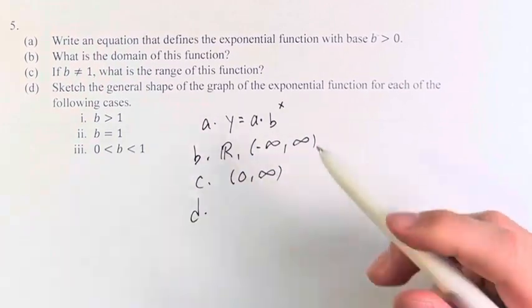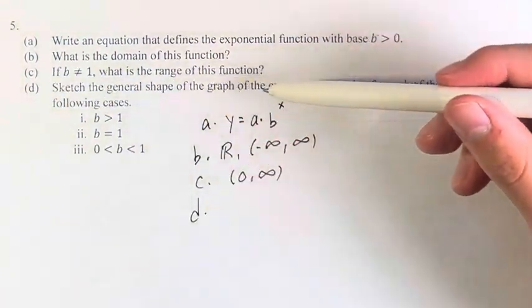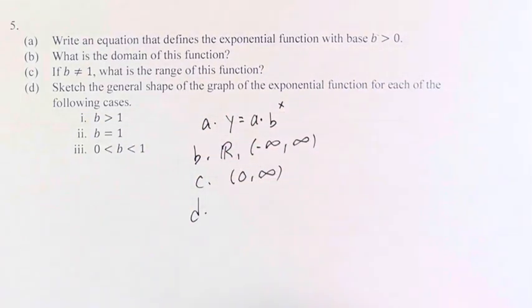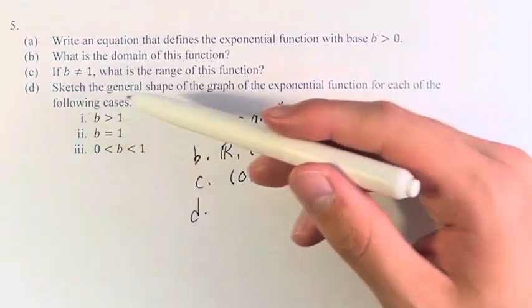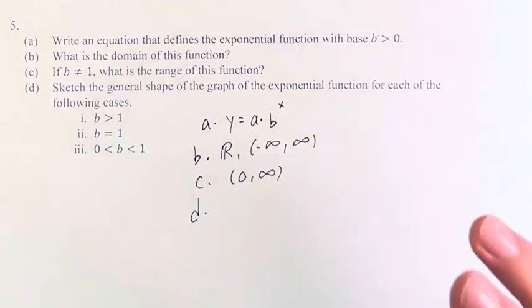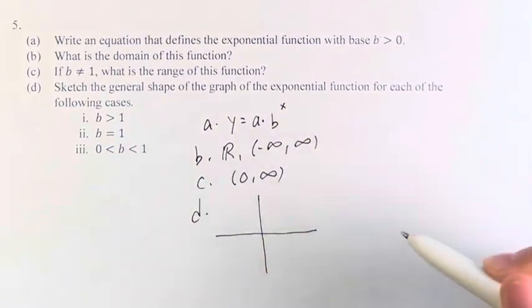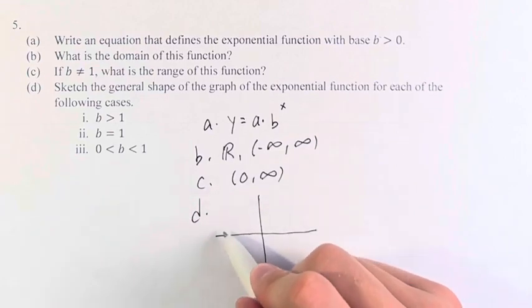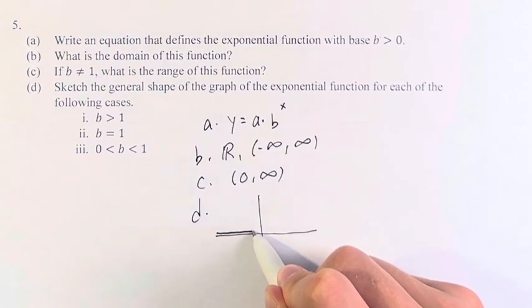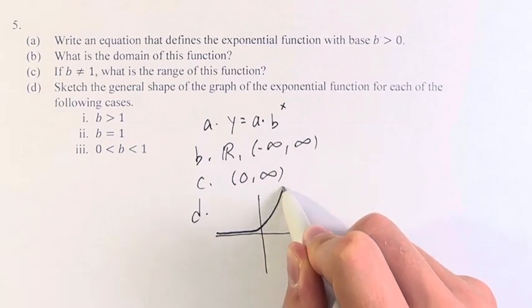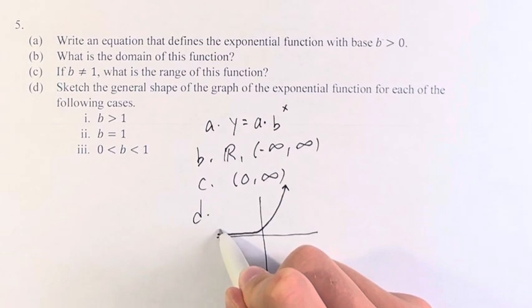For d, we're asked to sketch the general shape of the graph of the exponential function for each of the following cases. So if b is greater than 1, then it's that, 2 to the x as an example. For very small negative numbers, it's very close to 0. Then once we get into the positive numbers, it increases very quickly, as so.